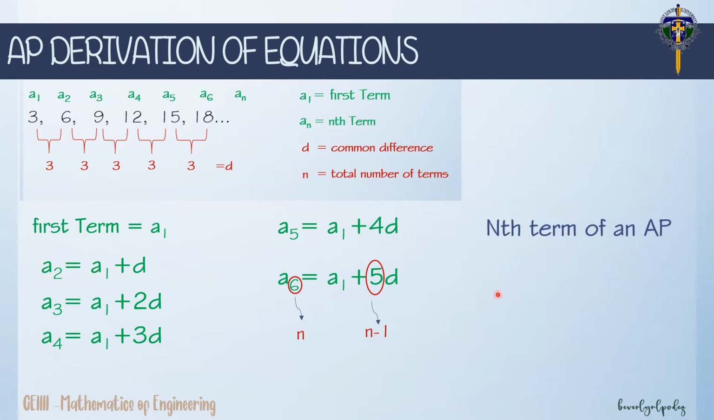Thus, if we want to solve the nth term of an arithmetic progression, we can simply use the formula A of n is equal to A of 1 plus n minus 1 multiplied by the common difference.